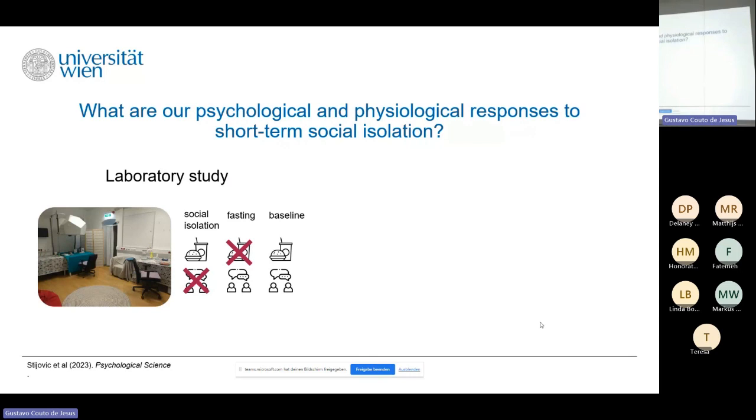So what we did in particular, we tried to replicate what Livia did in a more thorough way, because in our case, participants were not in a lab setting. Here in Vienna, we created an isolation room, which is actually in the basement of the University of Vienna. People were segregated there for 8 hours, on 3 days at 3 different times. And on each day, they underwent one of the 3 manipulations: either social isolation, fasting, or baseline.